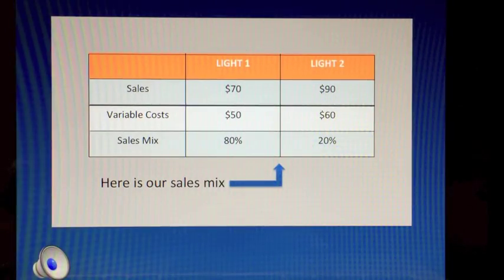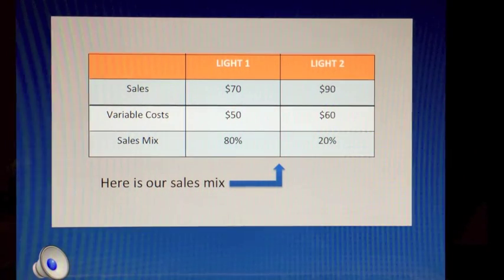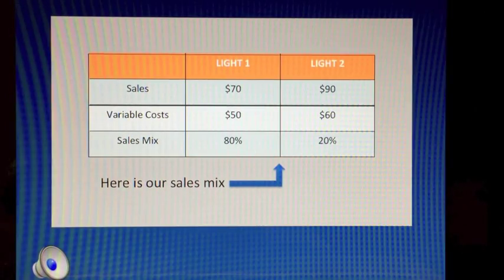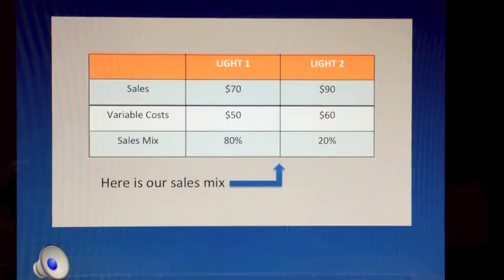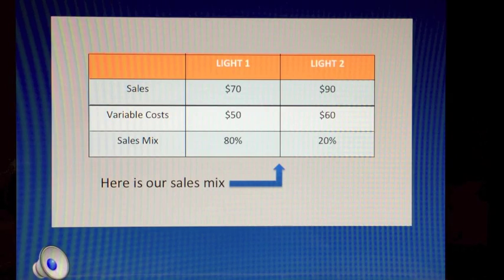First things first, you'll see that light 1's price is $70 and light 2's is $90. Our variable cost for light 1 is $50 and for light 2 is $60. Our sales mix is 80% for light 1 and 20% for light 2. Well, what's a sales mix? Sales mix is very important because it tells us how much of our sales will be for light 1 and how much will be for light 2. In our example today, light 1 accounts for most of our sales at 80%, and 20% of our sales are for light 2.